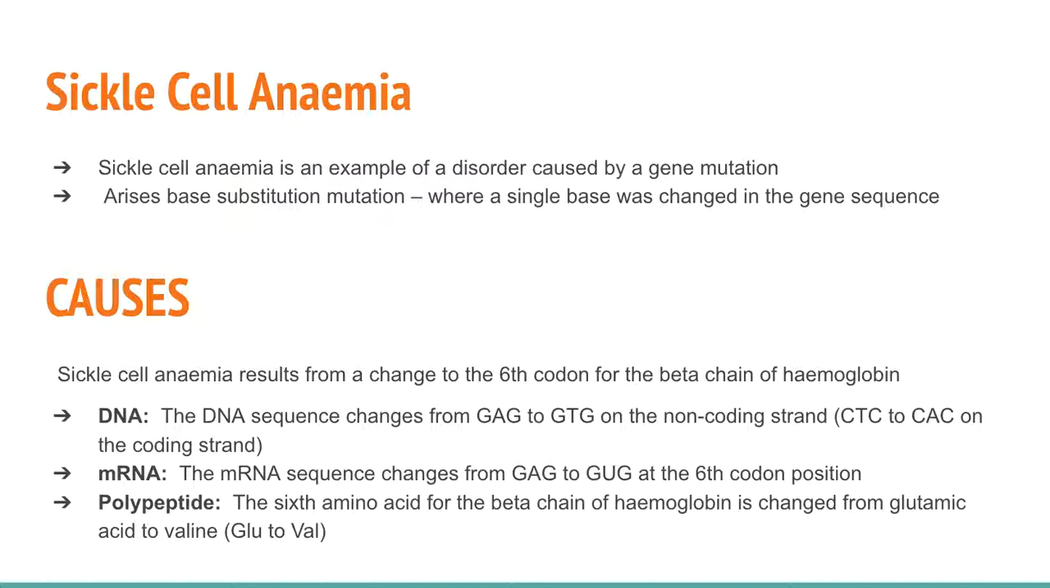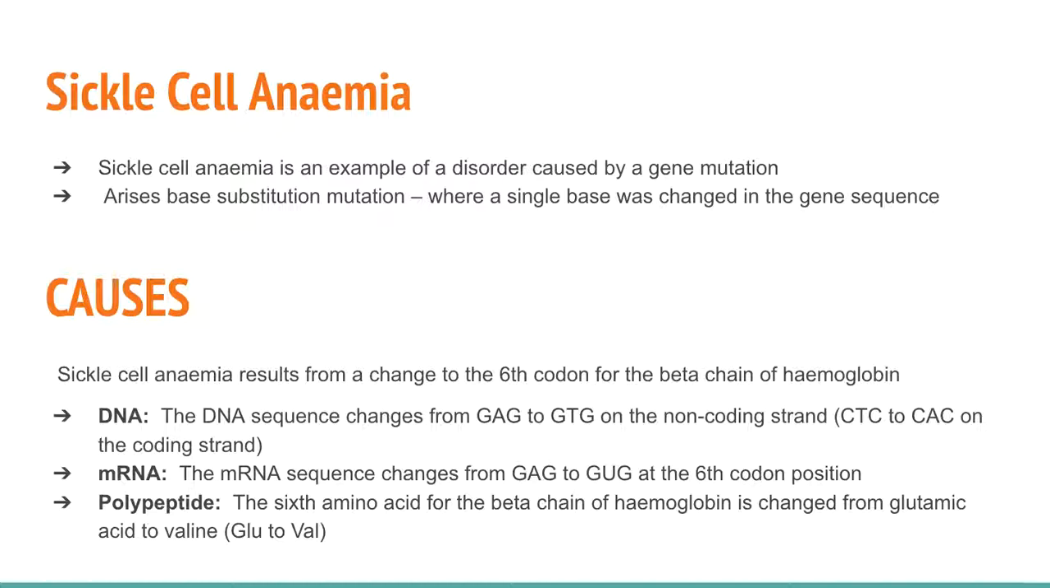Okay, so the disease that almost always comes up in the exam is sickle cell anemia, and you need to know that it is a disorder that is caused by a gene mutation, and this happens where a single base is changed in the sequence. So what is the cause of sickle cell anemia? It basically results from a change to the 6th codon in the chain of hemoglobin.